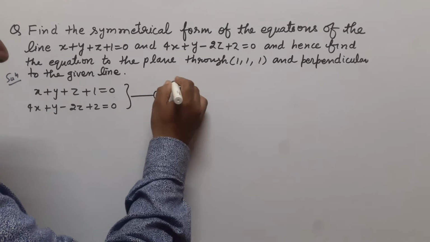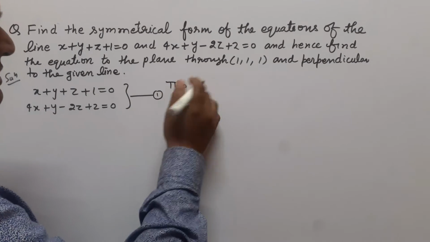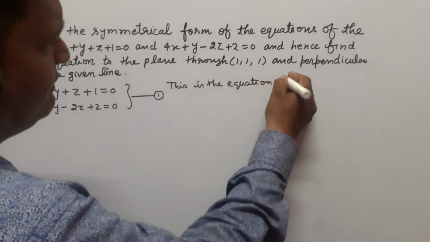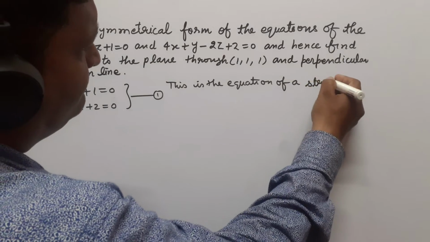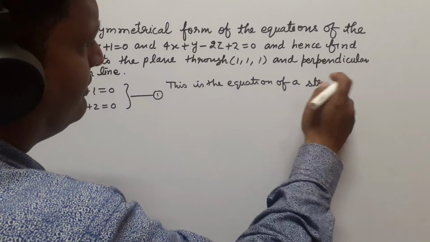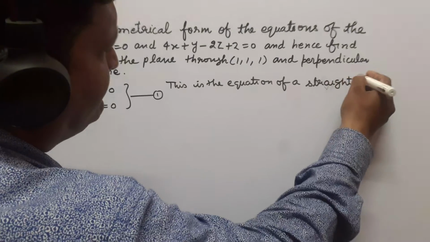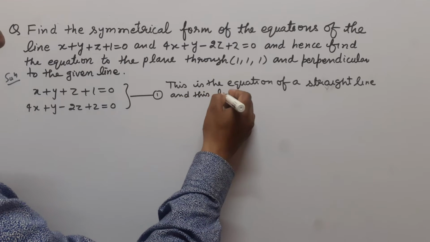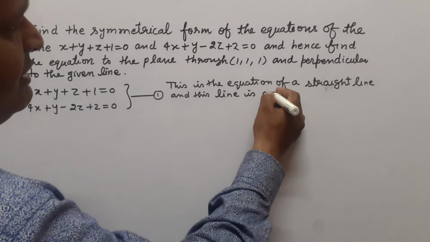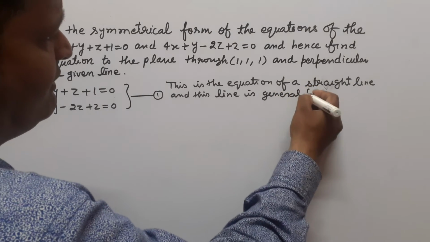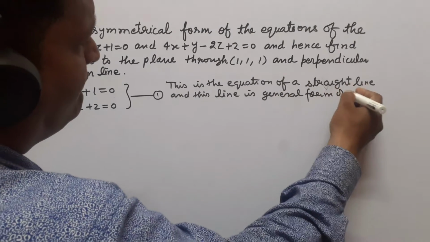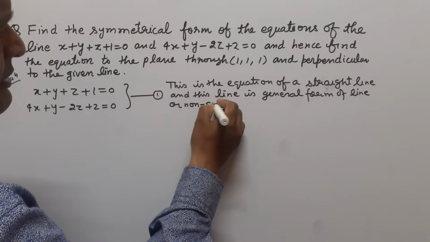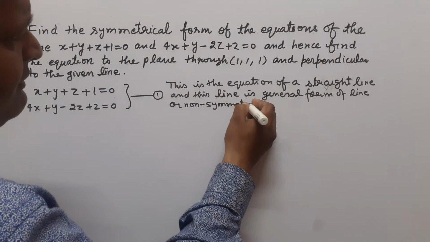So this is the equation of a straight line, and this line is the general form of a line, or non-symmetrical form of a straight line.